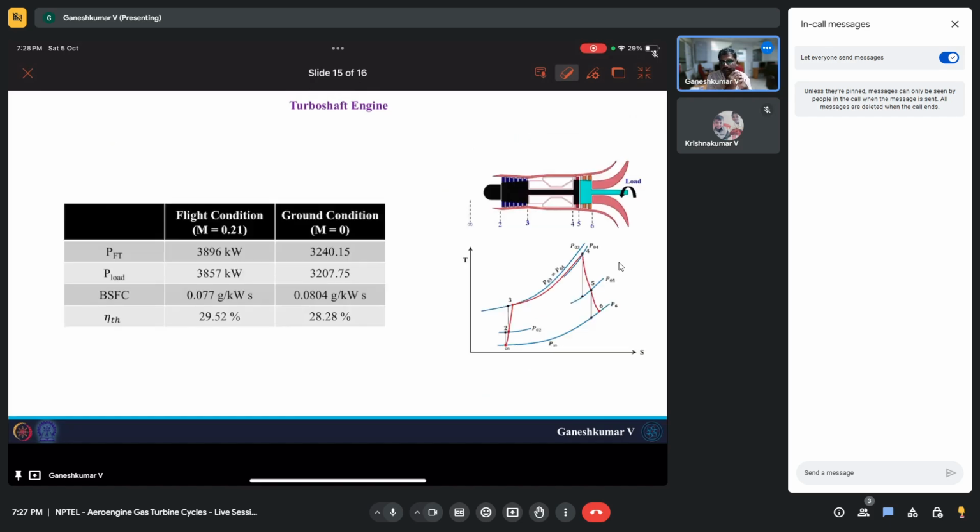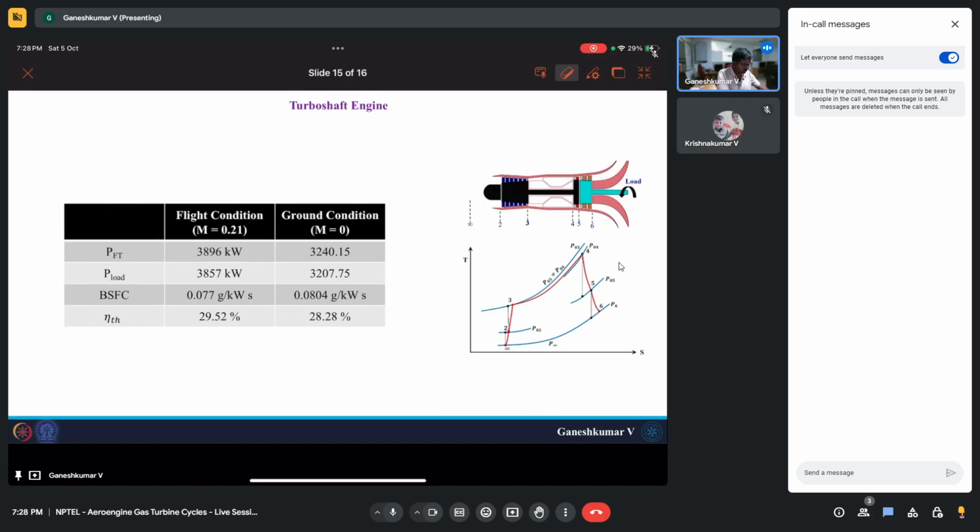Okay, so if I collect all these things together and put it here, the power to the load, or power from the free turbine, is actually reduced from flight condition to ground condition. But it is not ideal, so everywhere it will not behave like this. So let me give you an idea of what really happened, why we are getting lower power for the ground condition.